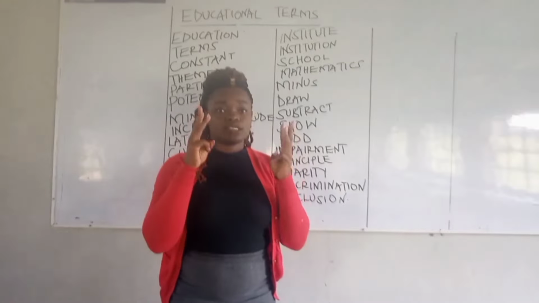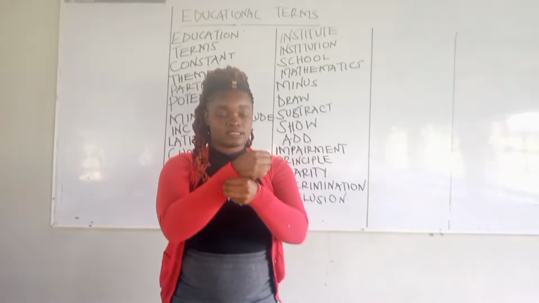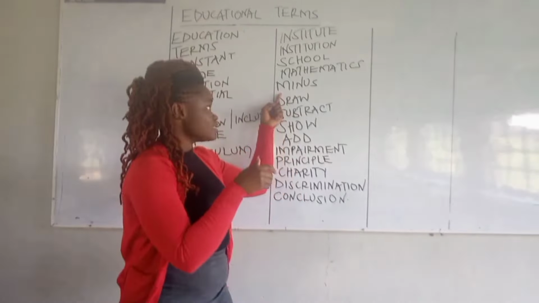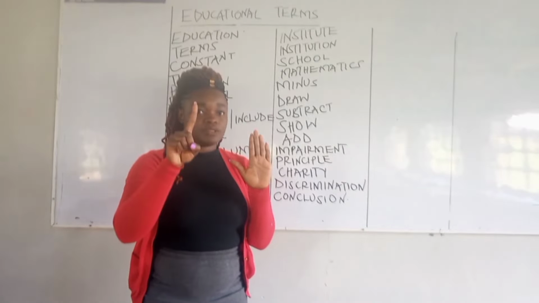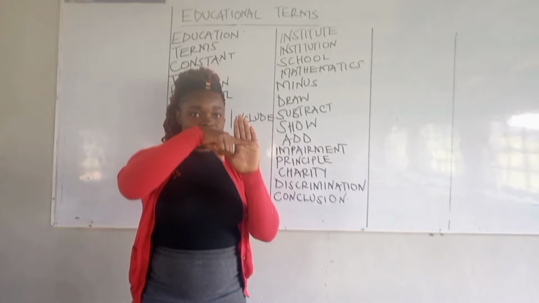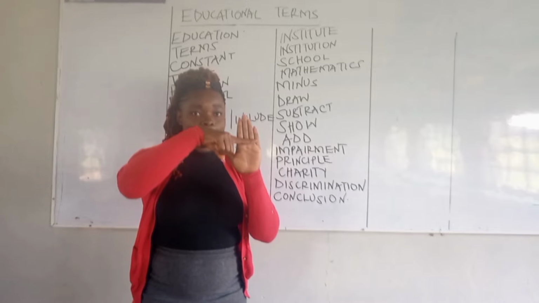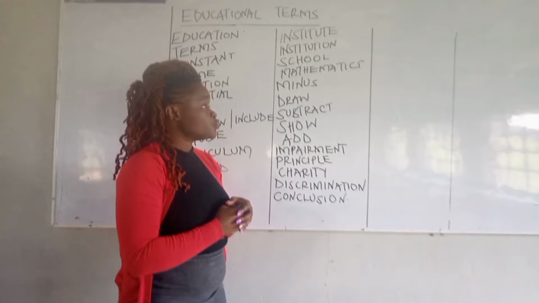Mathematics, we say using M hand shape. Then we have minus. Minus, we shall use the open palm with the index finger. Just place it to draw minus on your open palm. Then next we have draw.